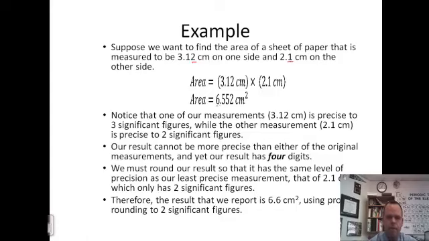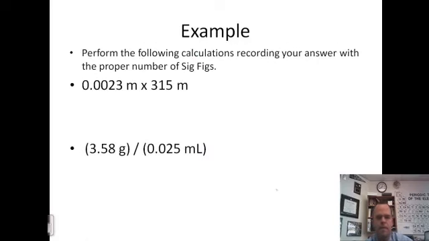So we'll look at our original number. We'll keep the 6 and the 5. We'll round based on the 5, so we round up. So we end up with a final answer of 6.6 centimeters squared.